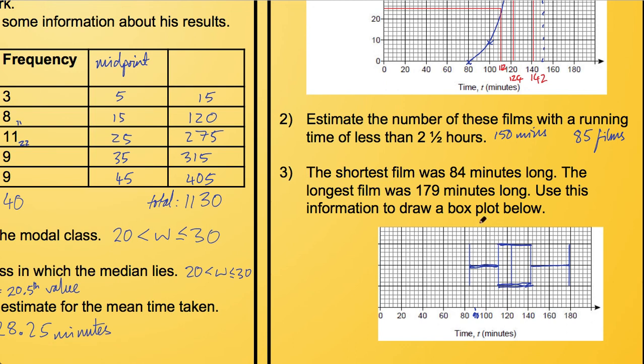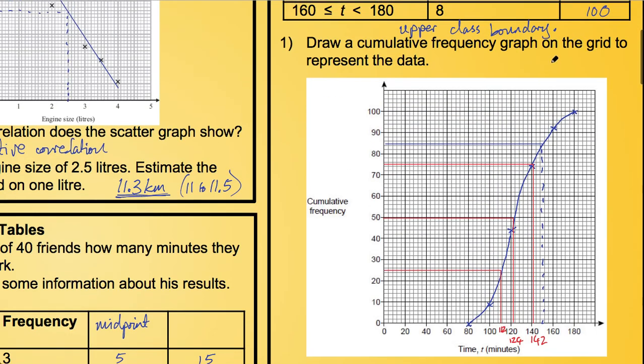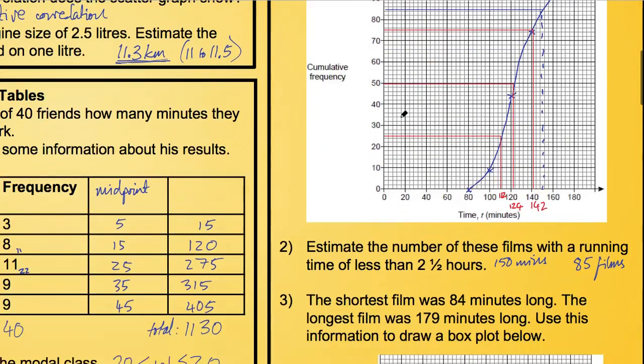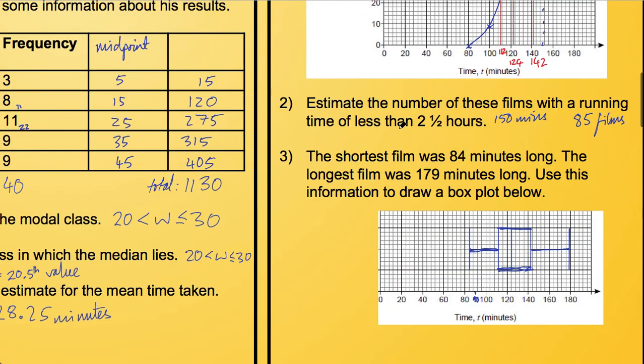Of course, if you didn't have a lowest or highest value given, you would just have to use the values from the graph, 80 to 180, the values from the table. But they've actually given us 84 and 179 as our lowest and highest values. And that's it. We just want to make sure that those heights are all the same on the box plot. Okay, that's it for data handling.